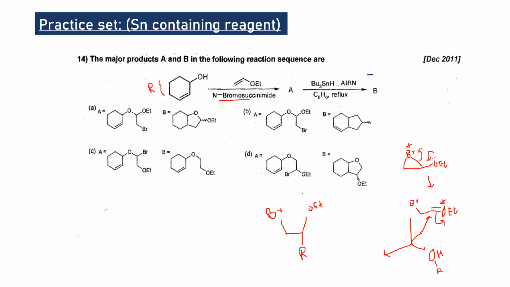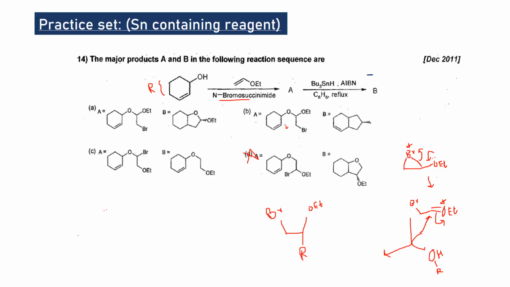So the correct option is this one. The correct product is this one. So D is already cut, because just next to the carbon with R there is OEt, and after one carbon there is bromine. So the correct one will be this one.